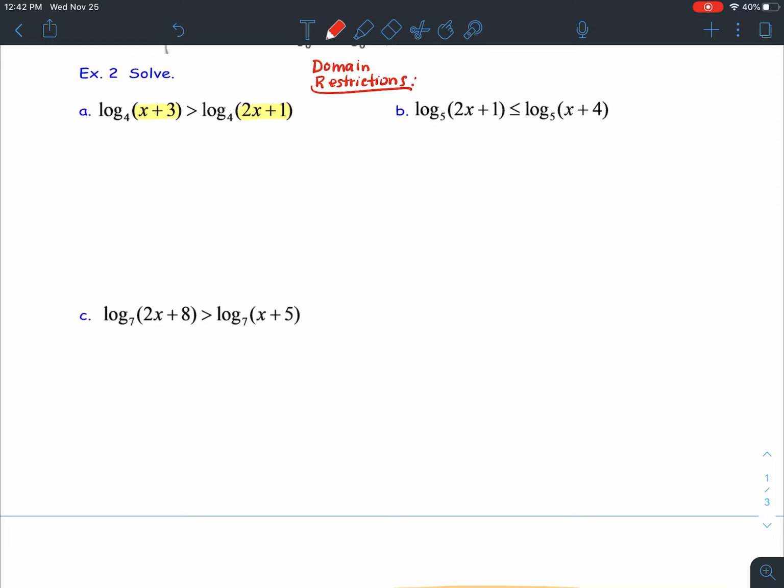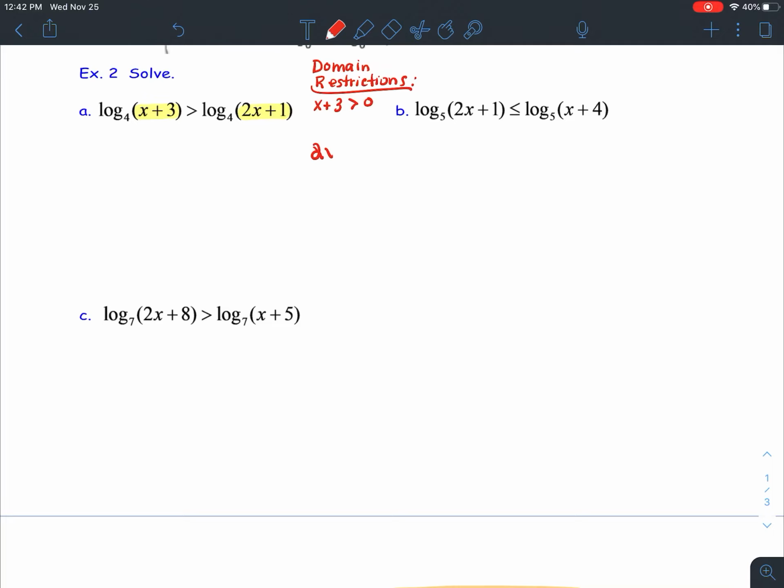Now remember, the restriction to a logarithm is that its argument has to be greater than 0. If you look at this first logarithm on the left, its argument is x plus 3. That's representing a number. We don't know what number it is because we don't know what x is, but we need x plus 3 to be representing a number that is definitely greater than 0. So I'm going to set that up. I'll leave a little space here for us to solve that.